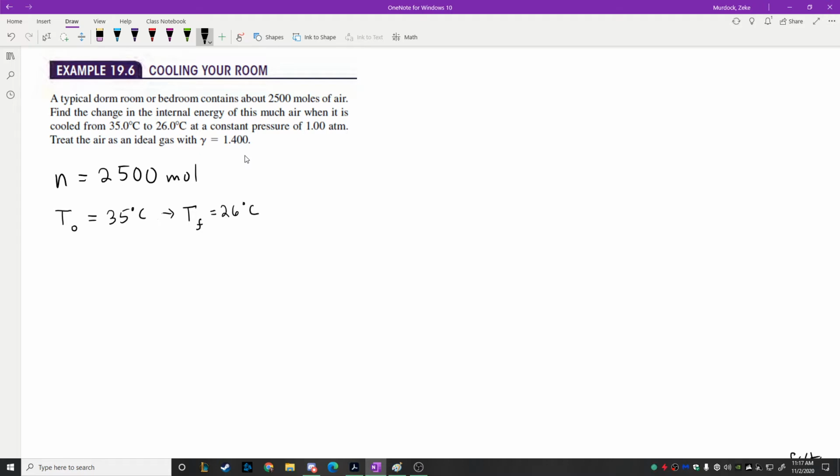It says constant pressure of 1 atmosphere, so we'll write that down. And we're given that air has this gamma value that's equal to 1.4. Our goal here is to find the change in internal energy, delta U.